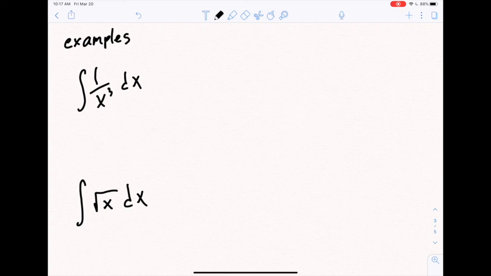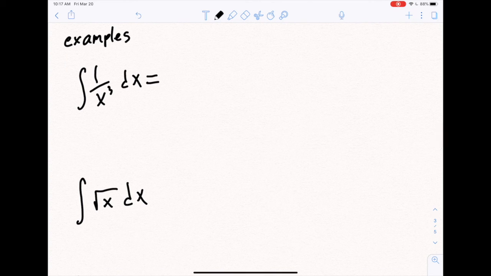I want to look at a few more examples that involve rewriting the function. In the same way rewriting a function before taking a derivative can make it easier to take that derivative, so too can rewriting the function before integration make the integration easier. So let's take a look at the integral of 1 over x cubed dx.